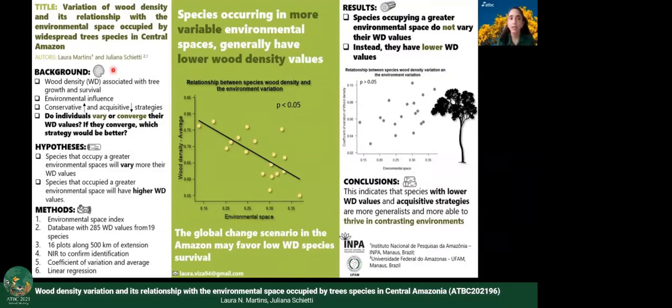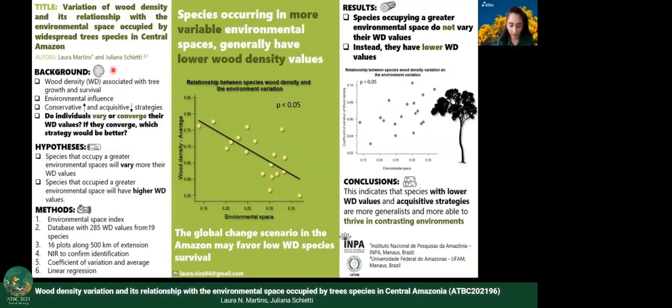On the other hand, in an environment with higher resource availability, we generally find species with lower wood density values. These acquisitive strategies allow them to invest their resources in a more efficient way, so they can grow and they don't need to worry about safety because they have these resources. So this is well known for species that are related to these two kinds of environments.